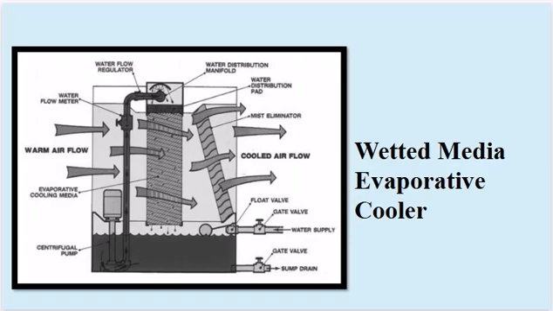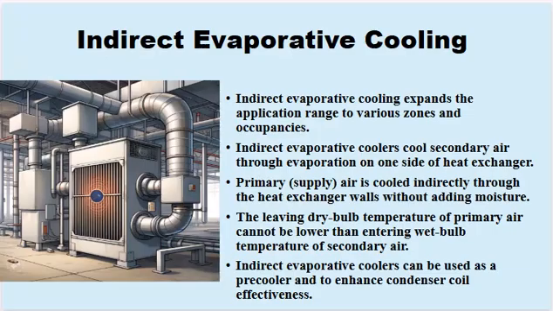The water that evaporates is replenished by a float valve system, which maintains a constant water level in the sump. Excess water is drained away through a sump drain. This type of cooling system is particularly effective in hot and dry climates where the low humidity allows for efficient evaporation and cooling. Let's explore how it works and where it can be used effectively.